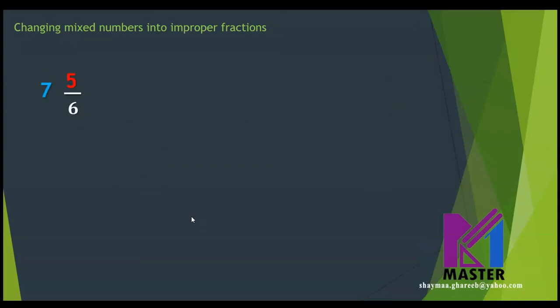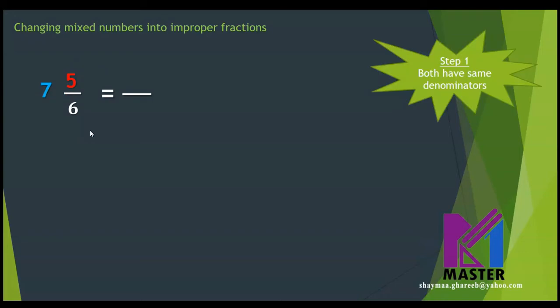Now let's see one more example. I have another mixed number, 7 and 5 over 6. What did we say? First, I will write the number of parts in one whole, which is the denominator. Both must have the same denominators. So it will be the number 6. What about the number up? How to get the number on top, or the numerator?